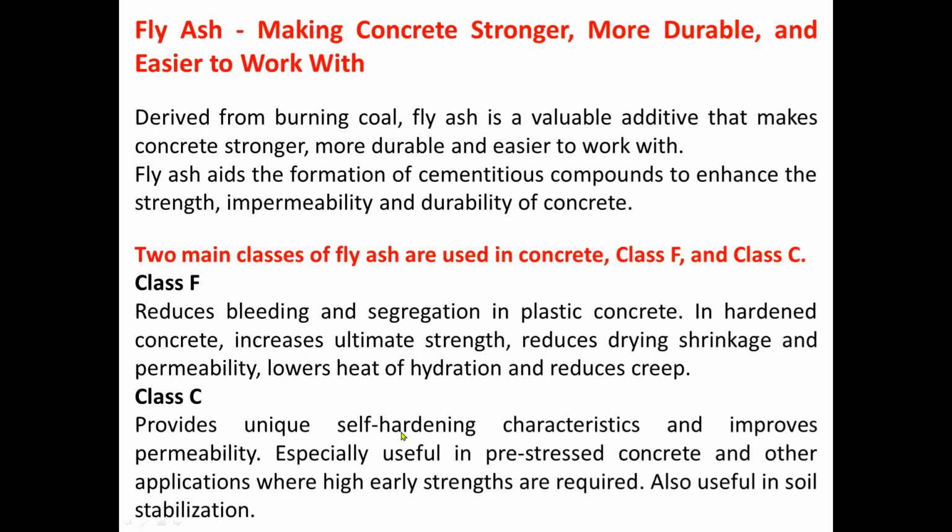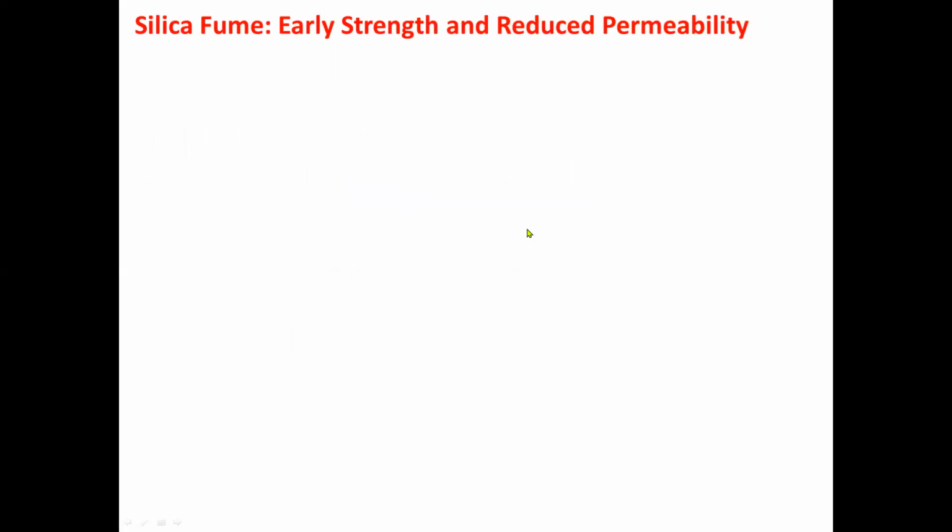For the class C, however, it provides unique self-hardening characteristics and improves permeability, especially useful in prestressed concrete and other applications where early strengths are required, also useful in soil stabilization. Then we also have the silica fume, for early strength and reduced permeability.